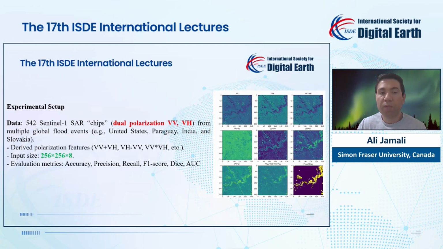So we use global flood events from United States, Paraguay, India, and Slovakia. There was dual polarization data, VV and VH, with 542 Sentinel-1 SAR chips. We created some features out of VV and VH. We didn't consider their importance. Sometimes in feature engineering, you may consider which feature may affect the end results most or least, but here we didn't consider that. We just wanted to test our model against baseline models.